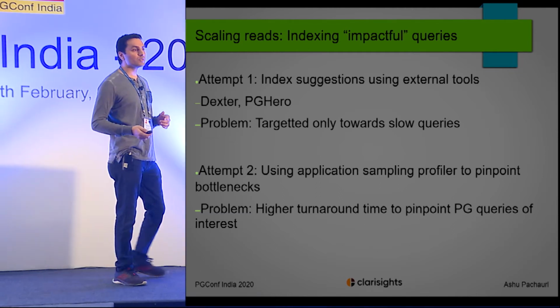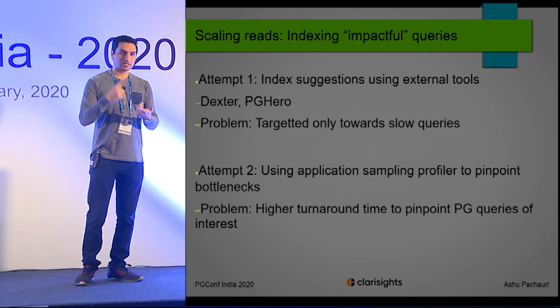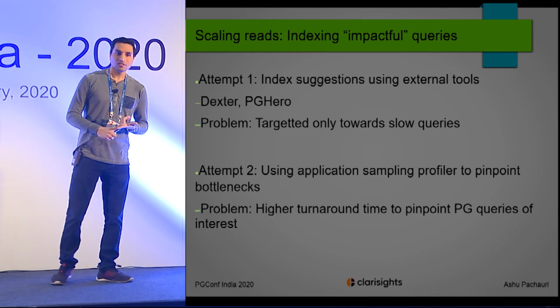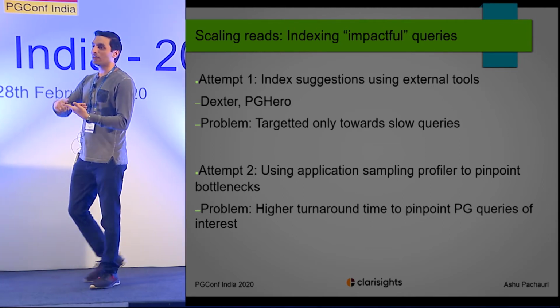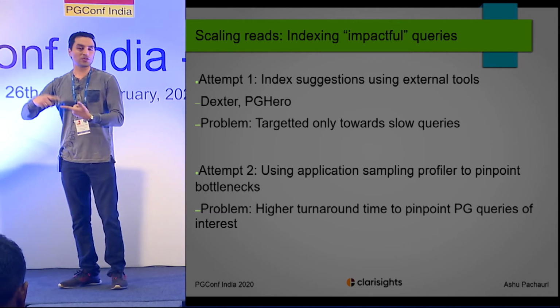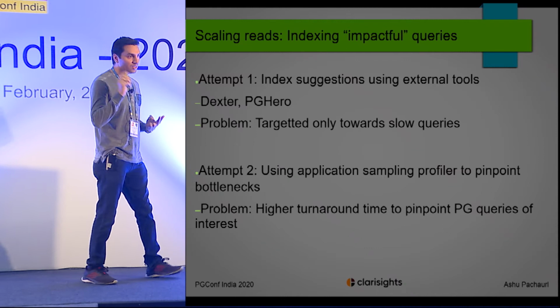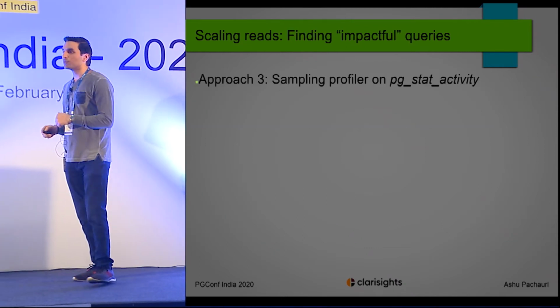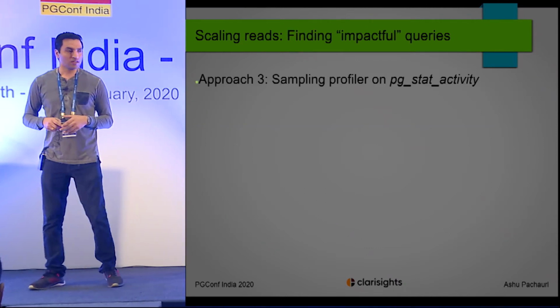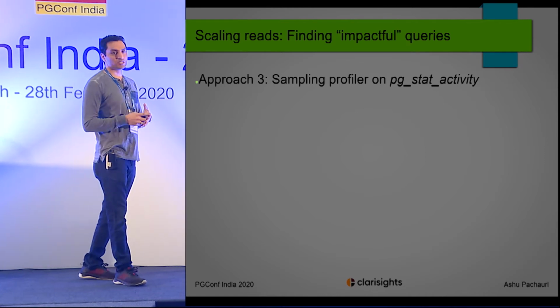But the problem with this is doing it on the application side ties it to a specific piece of code. If later we have a different workload that is running in some different language like Golang or Java, you'll have to implement it there. So why not try the same solution on the Postgres side? Have a sampling profiler on PGStat activity.